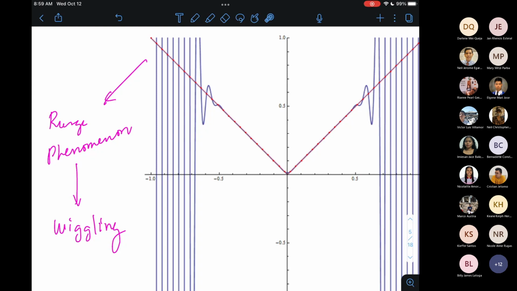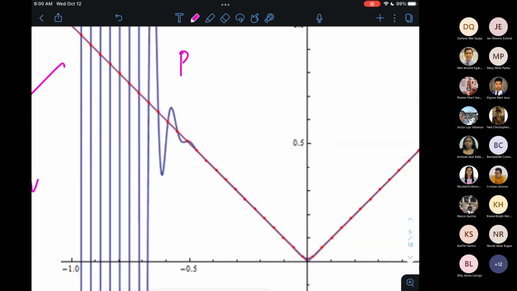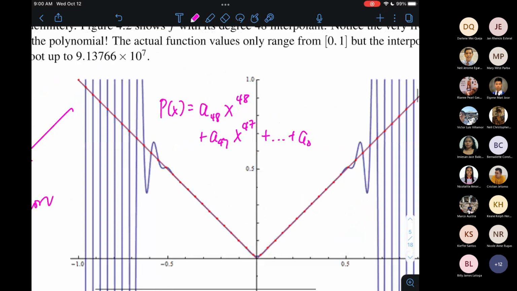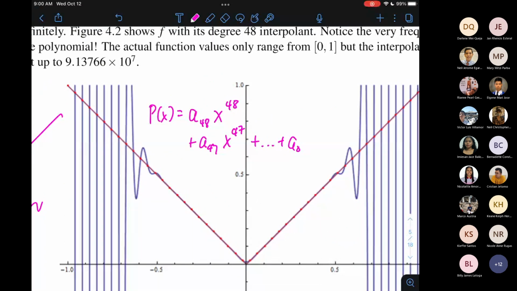So, ibig sabihin, kung mataas na yung polynomial mo, meron kang halimbawa, p of x equals, tawagin natin a48, x to the 48, plus a47, x to the 47, all the way up to a sub 0. So, ganyan yung itsura ng ating degree 48 interpolating polynomial. So, ibig sabihin, kapag meron kang degree 48 polynomial, may chance na meron kang 48 distinct roots. X to the 48 yan. So, meron kang x to the power 48 followed by lower degree terms.